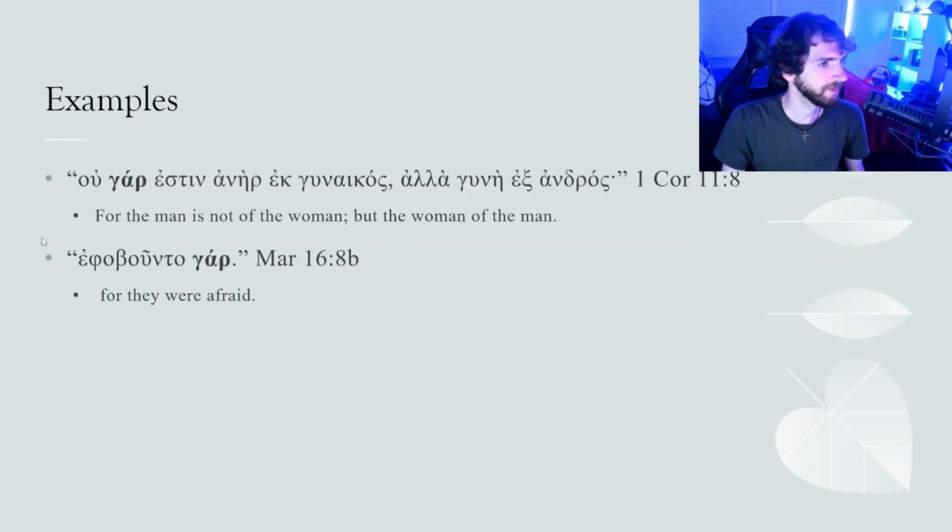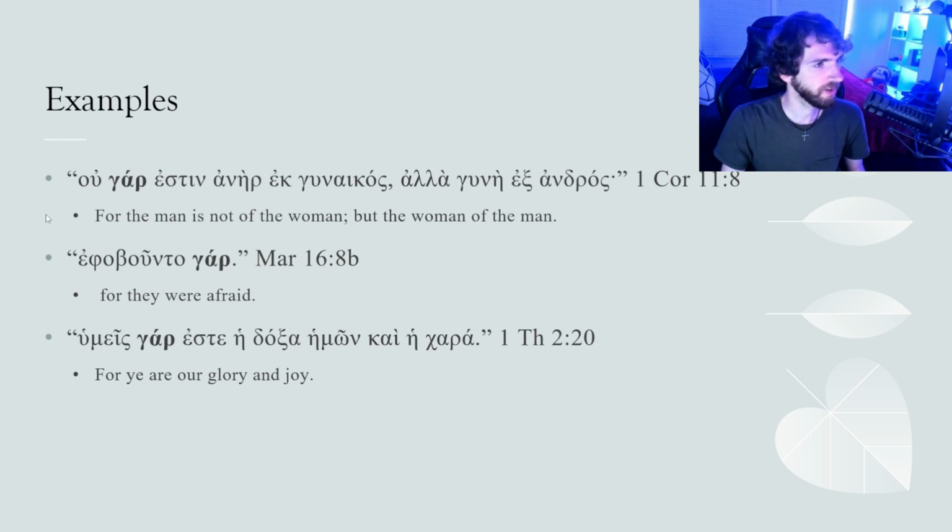Some other examples, just to go through them real quick. For the man is not of the woman, but the woman of the man. You see, gar is the second word of the clause here. For they were afraid. This is a rare case where gar is actually the last word of the sentence as well as the second word, because it's only a two-word sentence. It's a complete sentence, but it does happen there.